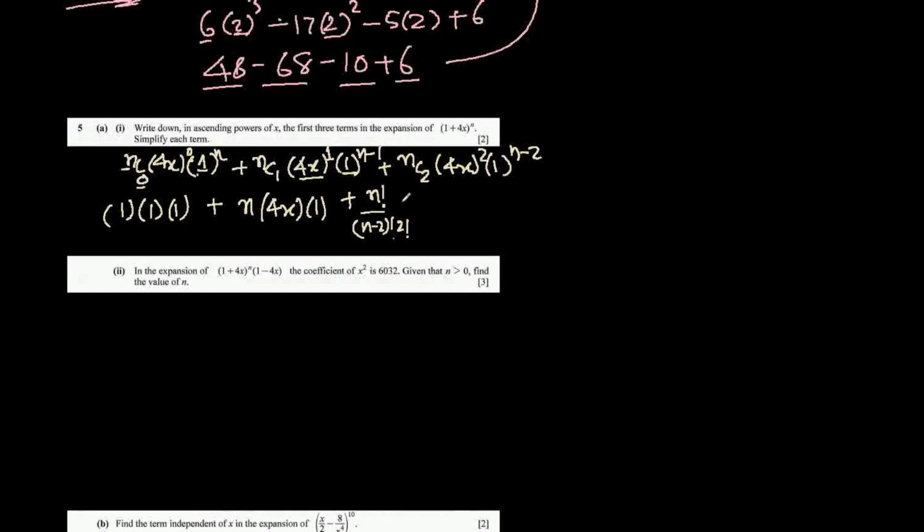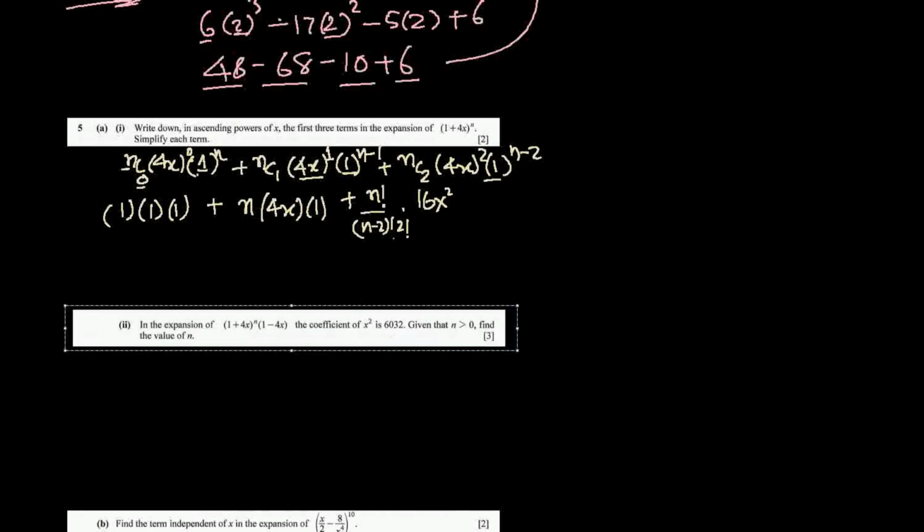And then we have 4x squared, which is 16x squared, and no need to write this because it is just 1. Okay, so now we have to get a little space here. Let's make a space so that I can write it. So 1 times 1 times 1 is just 1, plus this is 4nx.